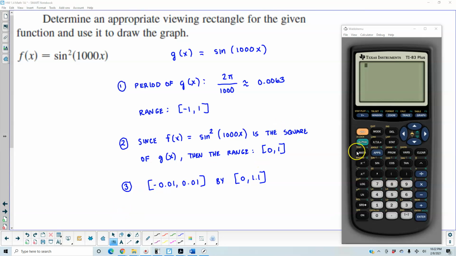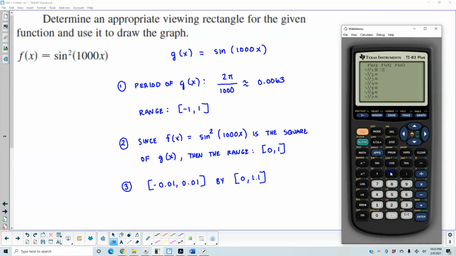Okay, so let's put this in our graph. In our window, we have -0.01 to 0.01 for our x min and x max, and then our y minimum is 0 and our y max is 1.1. And let's put in the function. You need to be careful with the parentheses when you're putting this in. So I'm going to use the braces here.